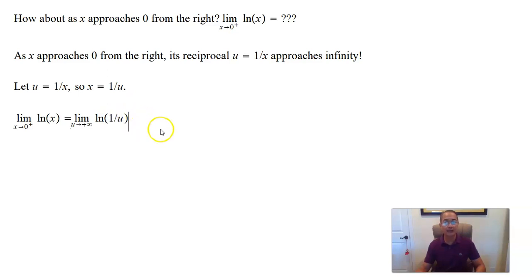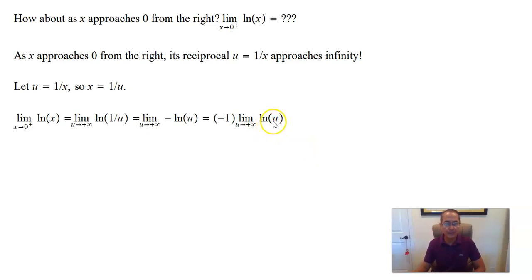Okay, well, we said a minute ago that the ln of the reciprocal 1 over u is the negative of the ln of u. So we can change this now to the negative of the ln of u. And that negative is a constant, so we can take it out of the limit sign. We can put it as -1 out here, so it's a little bit clearer.